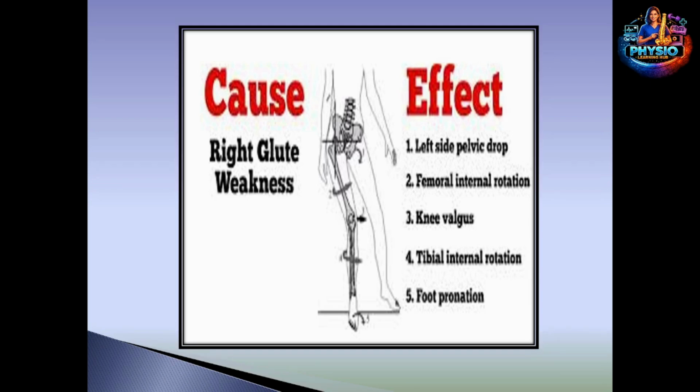Cause: right gluteal weakness. Effect: left side pelvic drop, femoral internal rotation, knee valgus, tibial internal rotation, and foot pronation.